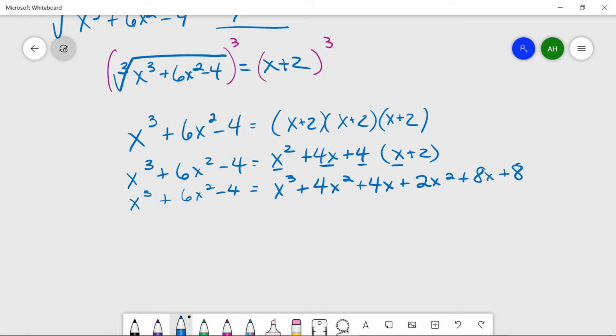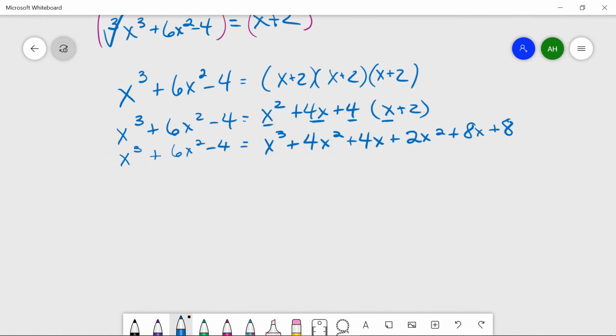Now what I'm going to do is combine like terms and get my x's all on one side and my single numbers on the other side. And when I do that, I'm going to get that 12x equals negative 12.